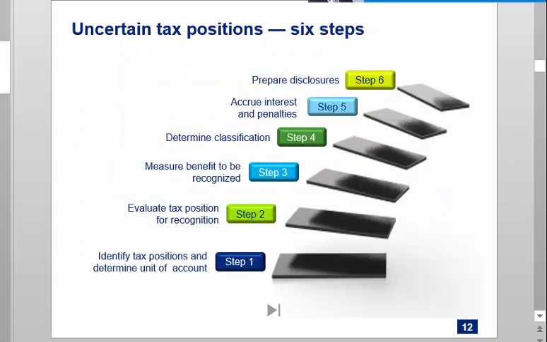Okay, so there are basically 6 steps that we're going to follow to implement FIN 48. The first is we're going to figure out what our position is, because we're going to apply these rules to every position we take on our tax return. Then step 2 is we're going to look at each position and evaluate it for something called recognition. And this is sort of like a pass-go test.